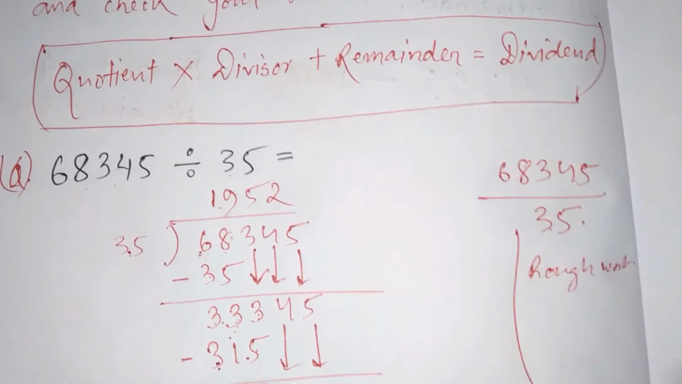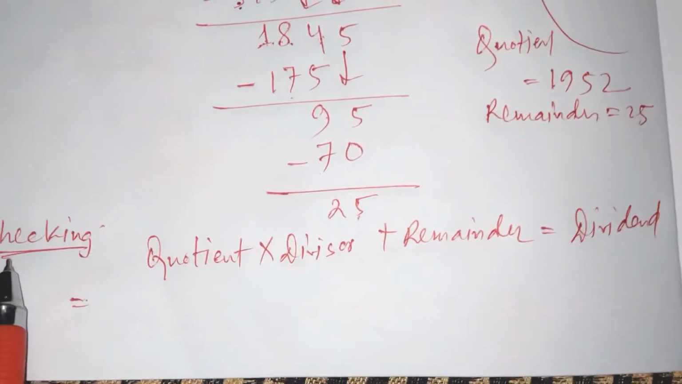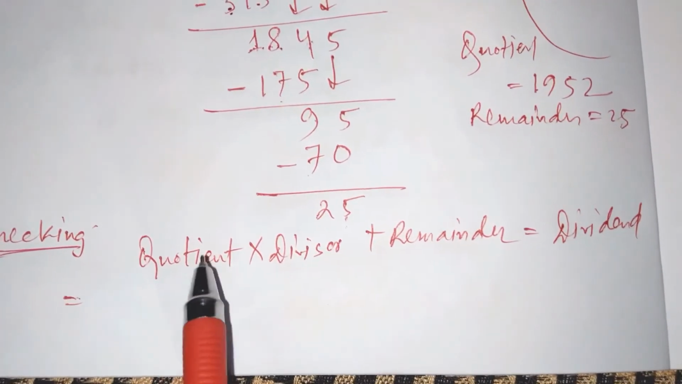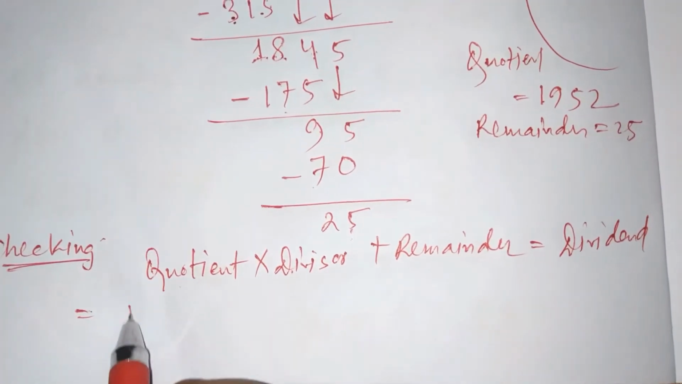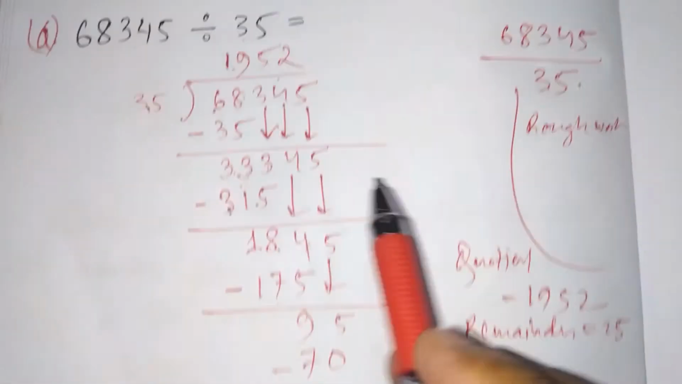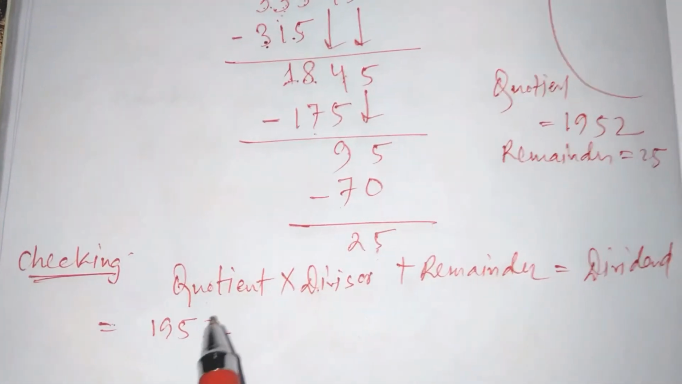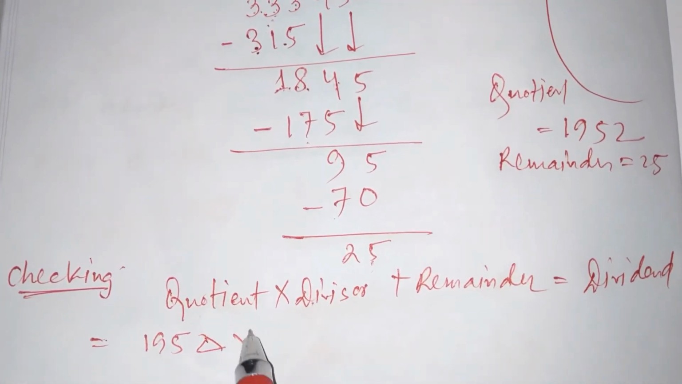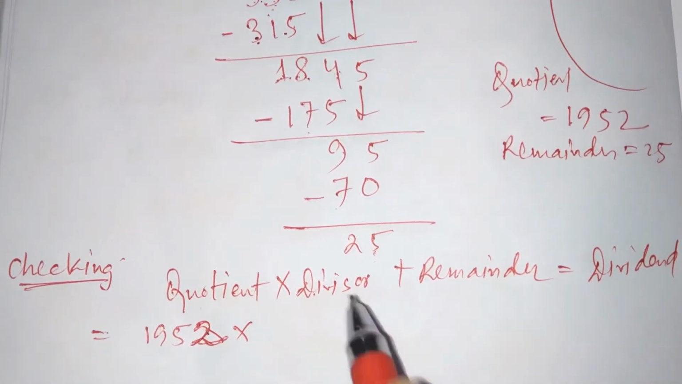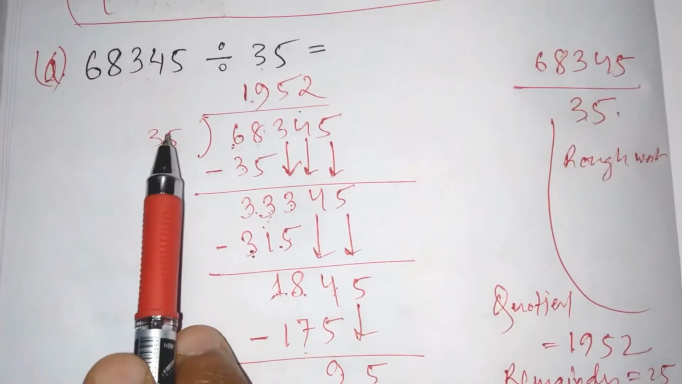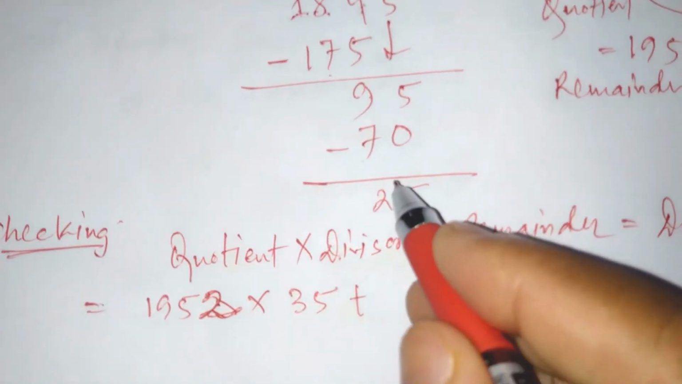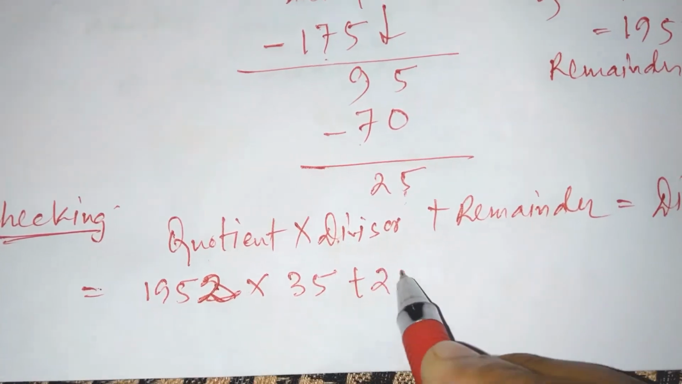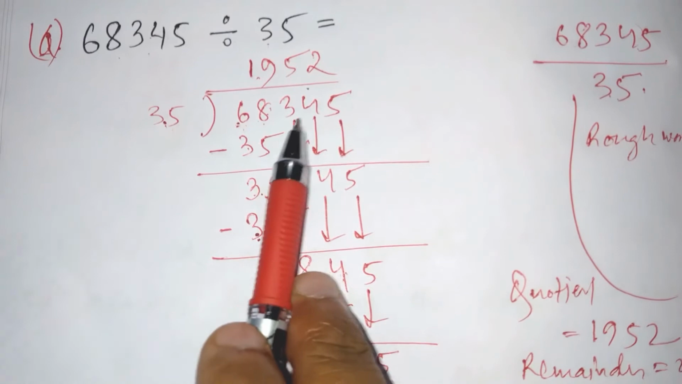Let's see if it is valid or not. So students, I'm checking here. You have this formula, quotient into divisor plus remainder equal to dividend. We know the quotient is 1952, as we have found here. Then you have 35 as divisor. Then you have remainder, how much? 25, as we have got earlier. Then what is the dividend? Dividend is this number 68345.